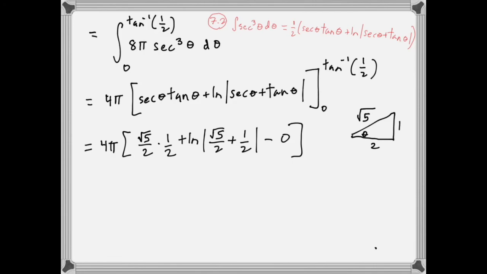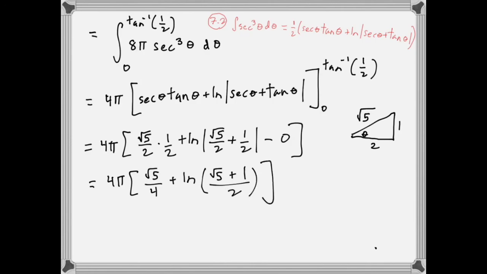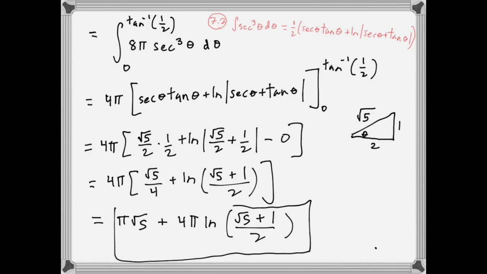So what does my answer end up being here? If I distribute, this is 4 pi. Let me actually simplify the inside. I get root 5 over 4 plus ln of, I can combine those two fractions, root 5 plus 1 over 2. Or if I distribute the 4 pi, I get pi root 5 plus 4 pi ln of root 5 plus 1 all over 2. And this is my answer.